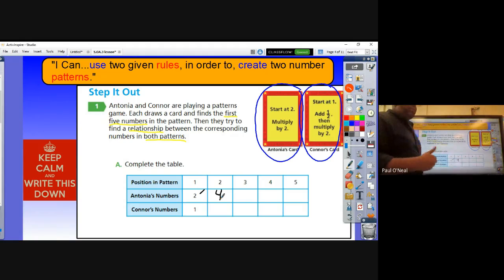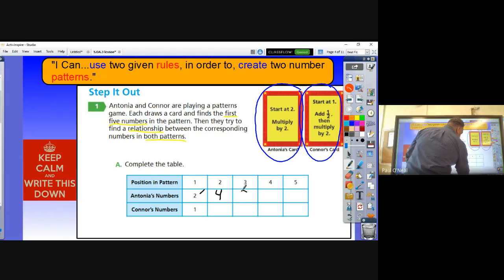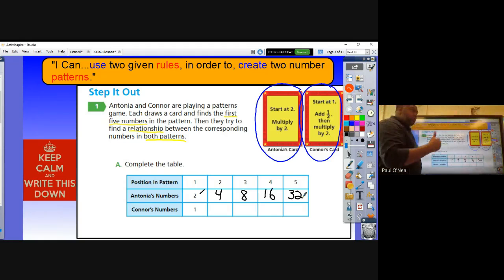If we continue with this pattern, we're not going to start at 2 all over because we already did that. Now we're going to go from 4 and follow the rule. Multiply by 2. 4 times 2 will give us 8. We continue going forward. 8 times 2 gives us 16. 16 times 2 gives us 32. So there we have completed a pattern. Based on the rule, we have completed the first 5 numbers for Antonia.